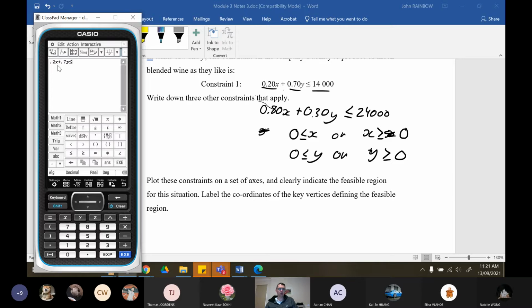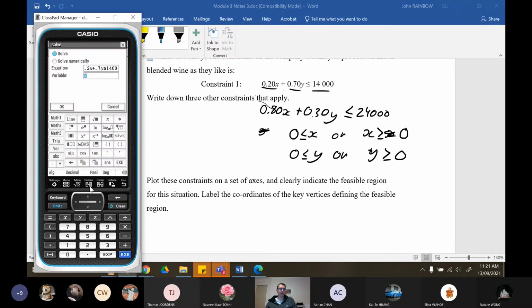Make sure you get your inequality right. Make sure you get your symbols right, 14,000. And then we can solve it for either X or Y. I would personally probably rearrange it just for Y because you can. So change this to Y, hit execute, and we've rewritten our inequality in terms of Y.